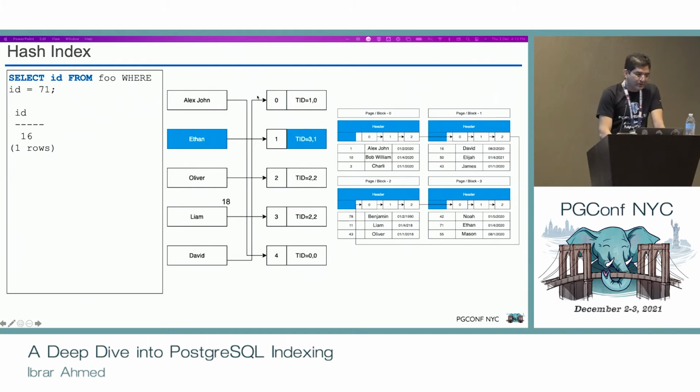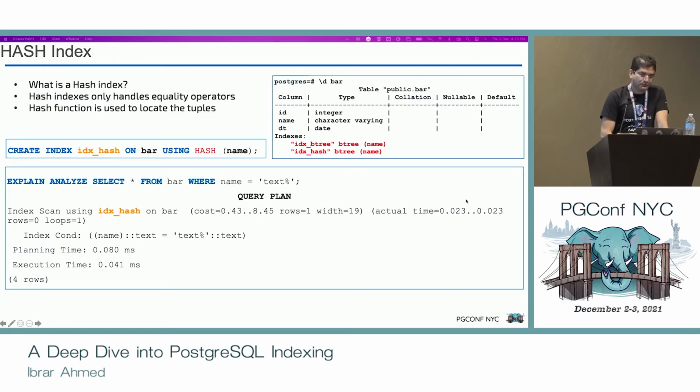So whenever somebody queries where ID is equal to 74 or something like that, we calculate the hash of that, go to the hash, read the CTID value, go to that page number and read that value. What is the hash index? Hash index only handles the equality operator. I just talked about that. A hash function is used to locate the tuple. It directly locates the tuple.